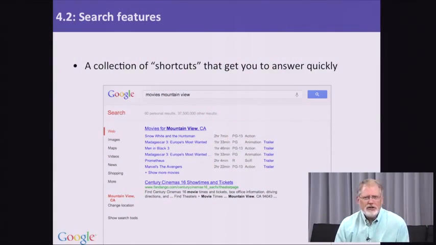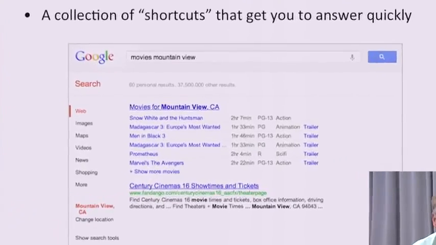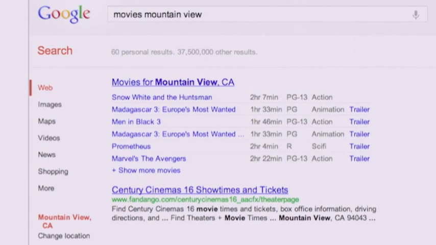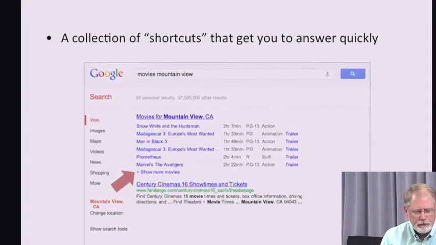Let's go and take a look at some of these. This collection of shortcuts or search features is a way to ask specific questions and get specific answers rather quickly. Here on the slide you can see I've done the query Movies Mountain View. You can also use your city name and it will pull up a list of all the movies that are showing locally. As you can see here, these are the ones that are showing right now, and you can get to additional information by clicking on the Show More Movies link there at the bottom.